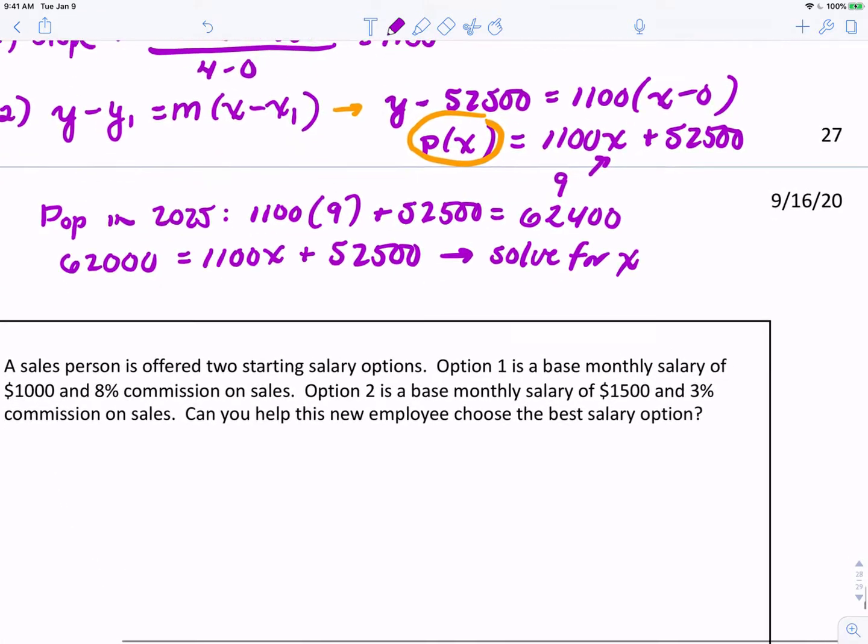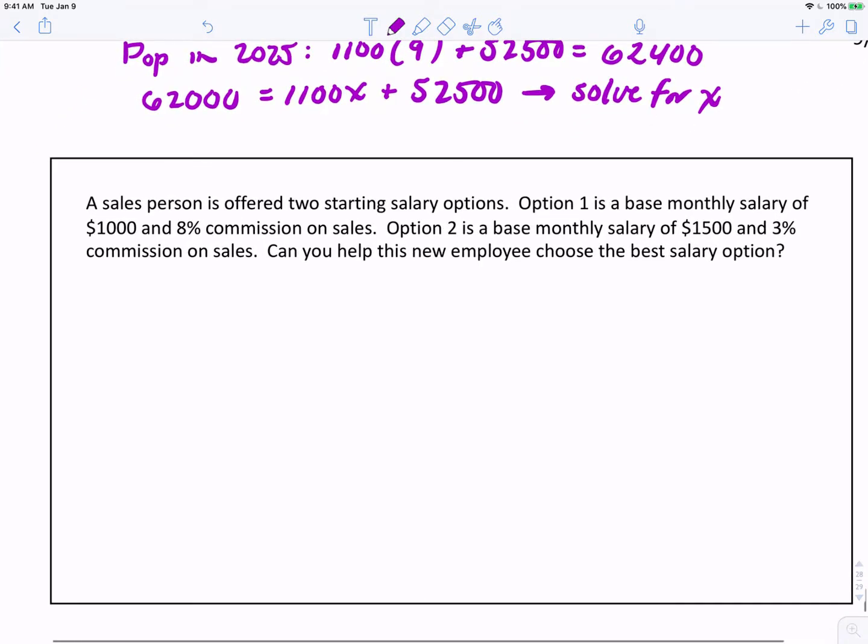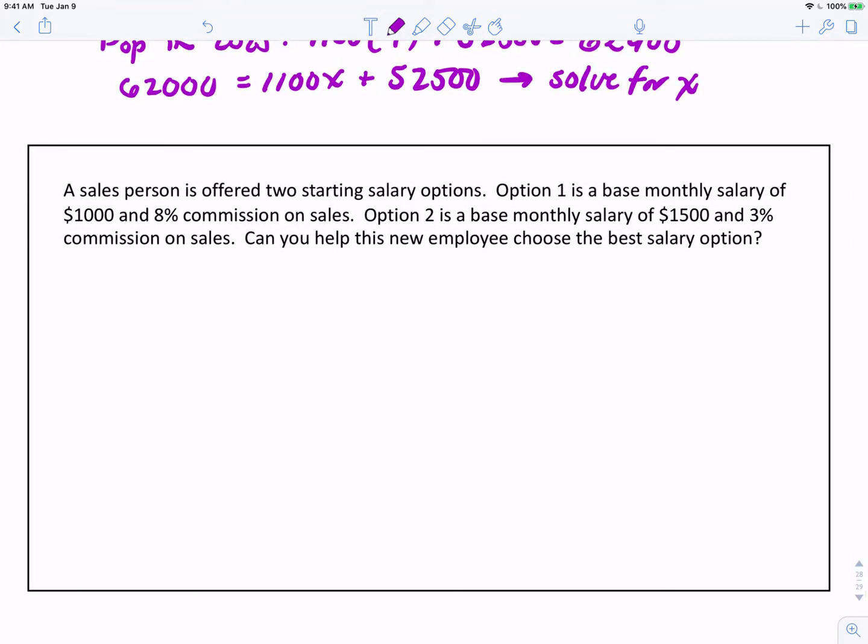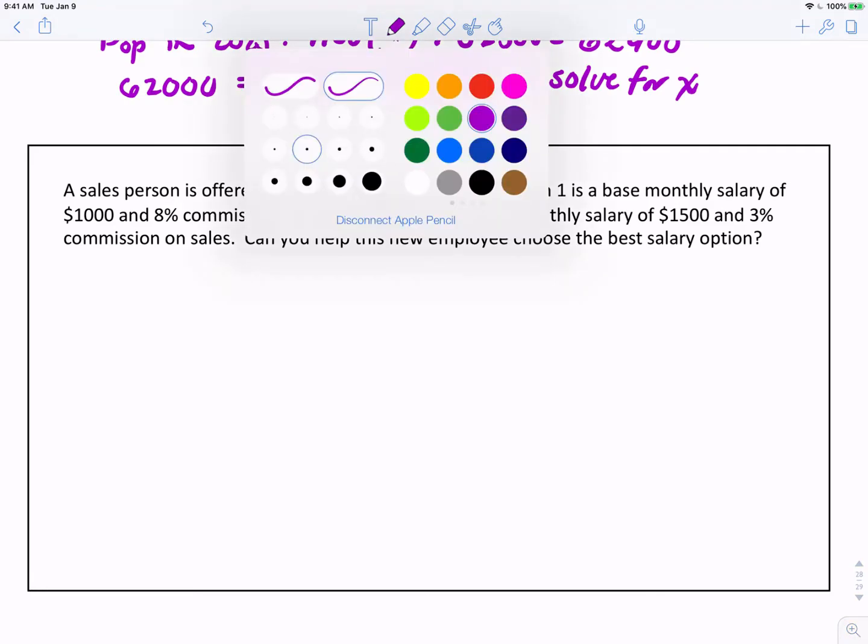All right, let's look at one last example. A salesperson is offered two starting salaries. Option 1 is a base monthly salary of $1,000 and 8% commission on sales. Option 2 is a base monthly salary of $1,500 and 3% commission on sales. Can you help this new employee choose the best salary option?